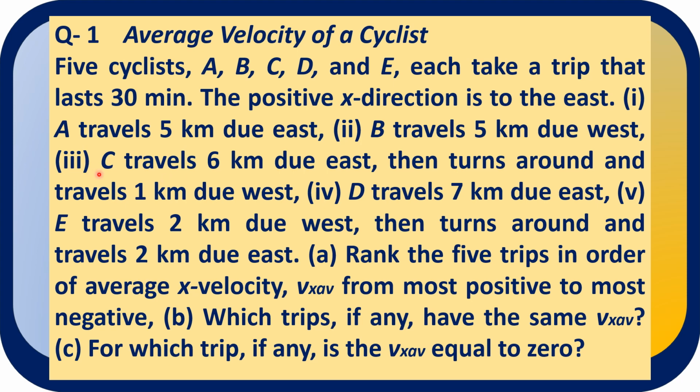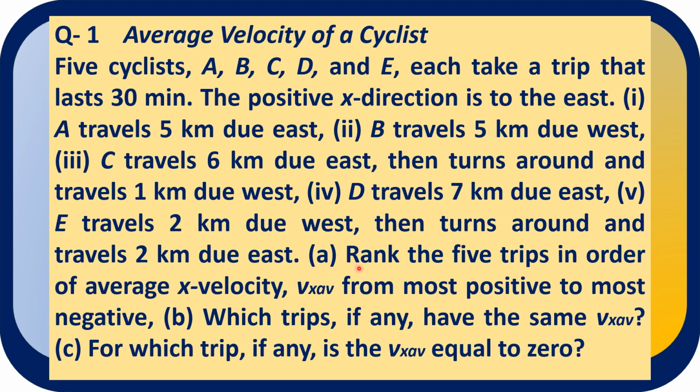Number 3, cyclist C travels 6 kilometers due east, then turns around and travels 1 kilometer due west. Number 4, cyclist D travels 7 kilometers due east. Number 5, cyclist E travels 2 kilometers due west, then turns around and travels 2 kilometers due east.